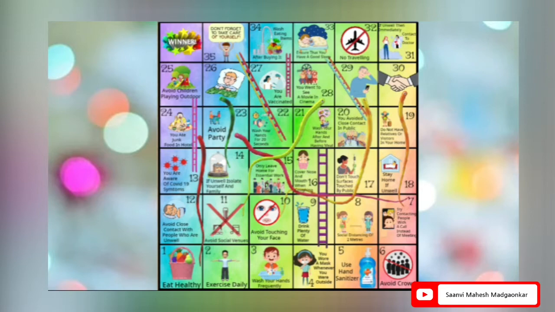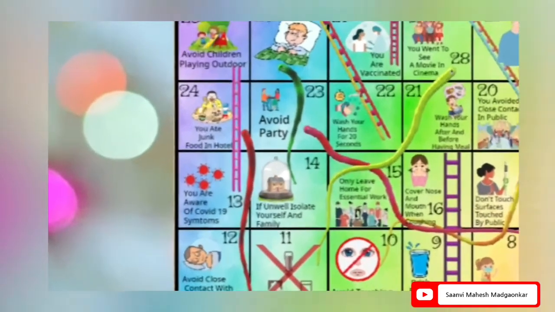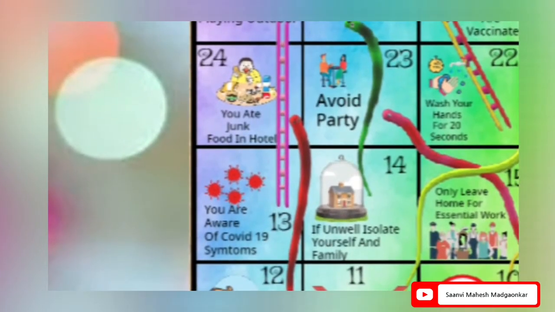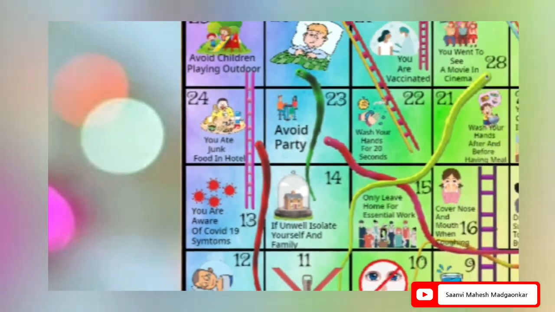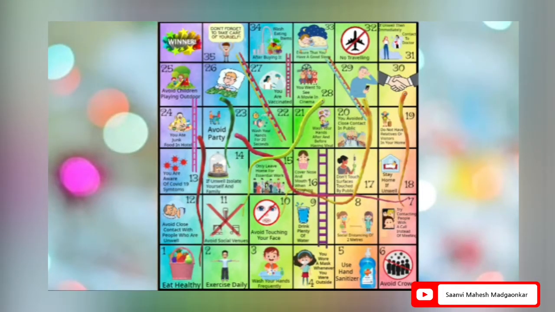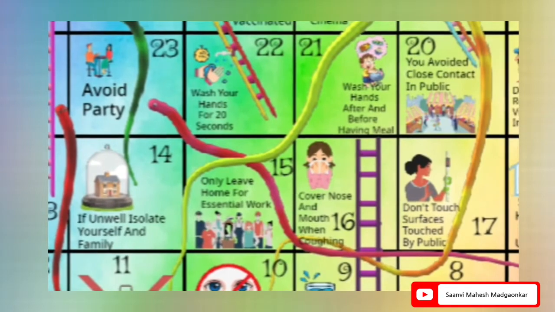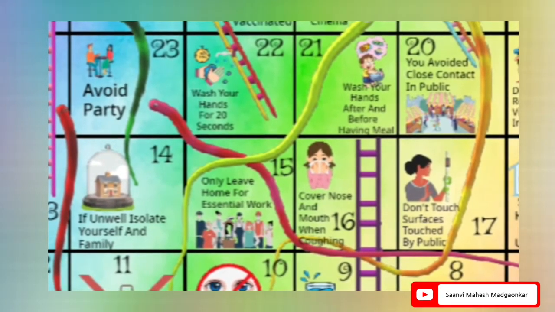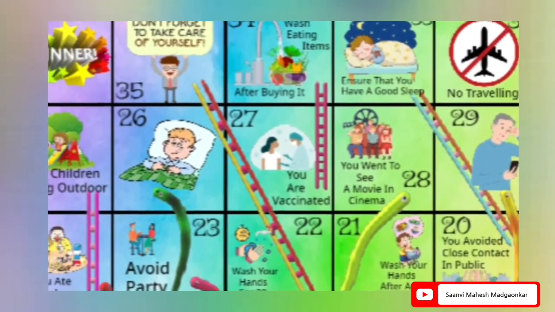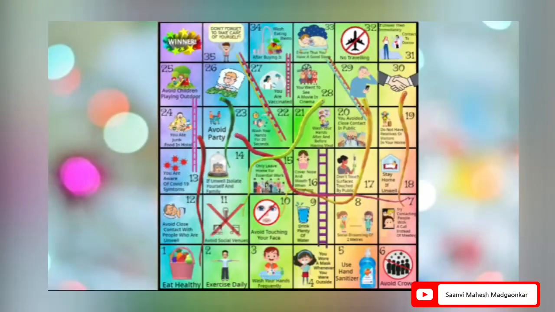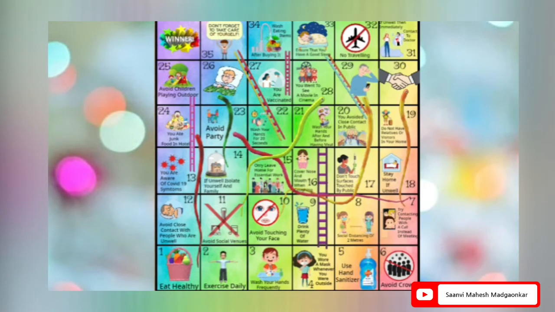So, for example, let's go to 24 and check. Here we can see that you ate junk food in a hotel. This is a bad thing, so the snake will take you down. And if it is a good thing, like at 22, then wash your hands for 20 seconds. So the ladder will take you up. So this is how the game will work. This is a very easy game, and it is created using Pictoblox.